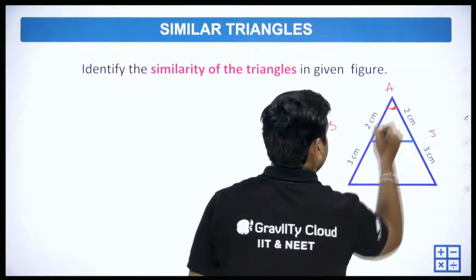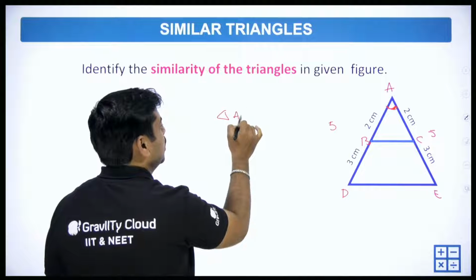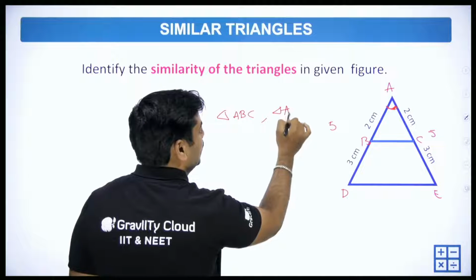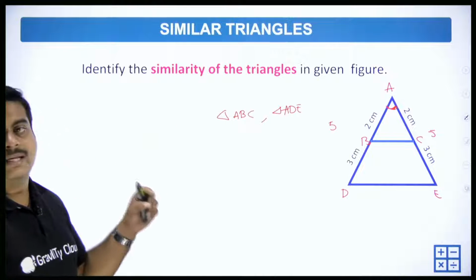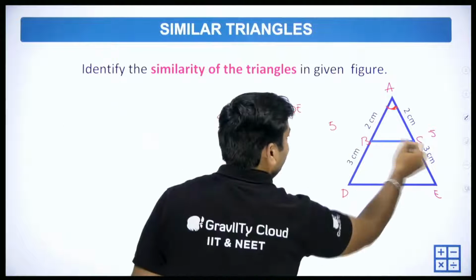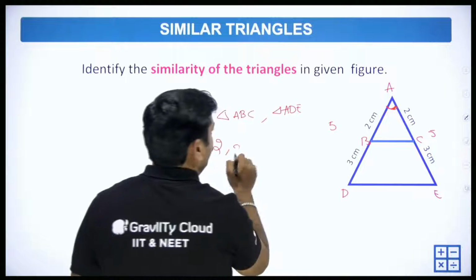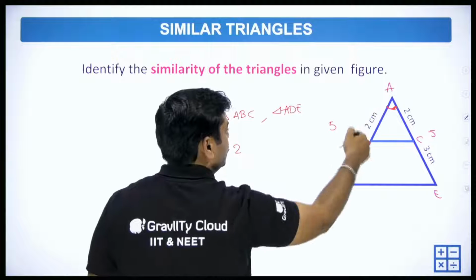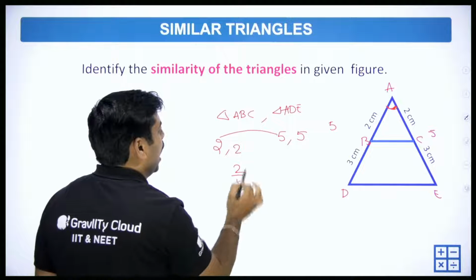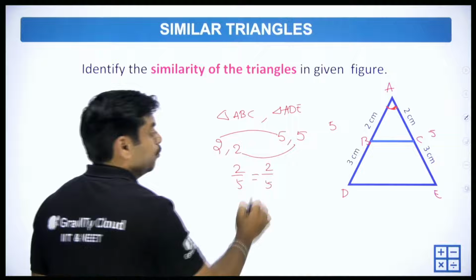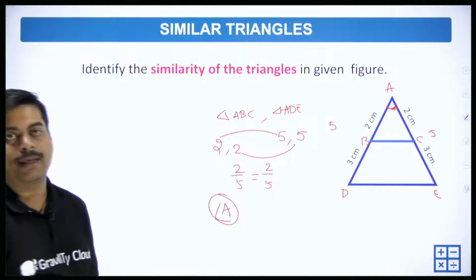If I take this as A, B, C and D, E, consider triangle ABC and triangle ADE. Now our aim is to find whether these two are similar or not. For ABC, one side is 2 centimeters and the other side is 2 centimeters. For triangle ADE completely, one side is 5 centimeters, the other side is 5 centimeters. So correspondingly proportional, 2 by 5 and 2 by 5 are both equal, and one angle is common for both the triangles. Angle A is common for both of them, right?